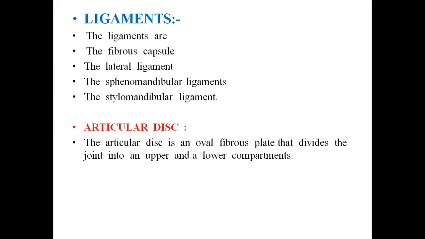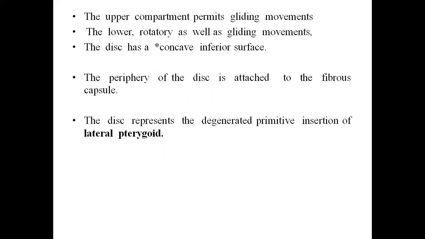Next is the articular disc. Between these two articular surfaces, the articular disc is there. It is an oval fibrous plate that divides the joint into upper and lower compartments. It is S-shaped. The upper compartment permits gliding movements, whereas the lower permits rotatory as well as gliding movements. The disc has a concavity facing toward the inferior surface.